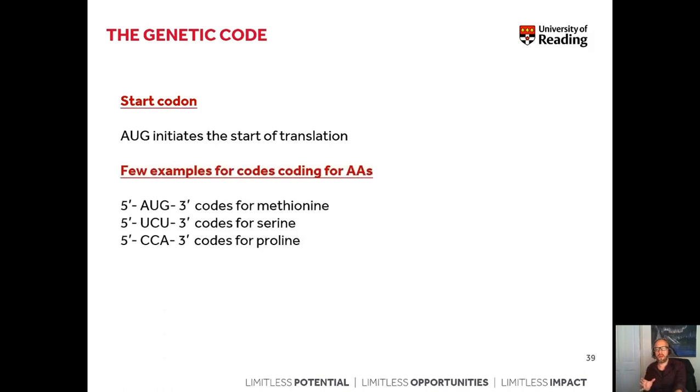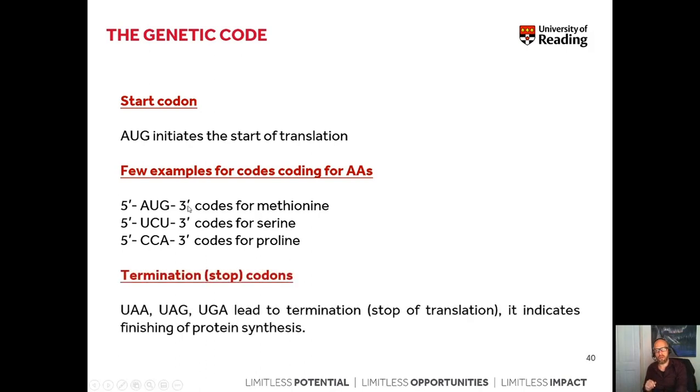What you can see here are just a few examples for codes coding for amino acids. For example, AUG codes for methionine, UCU codes for serine, and CCA codes for proline. So what you need to pay attention to here is the polarity again, because you need to start at the 5' end and end with 3' end. This is the general direction.